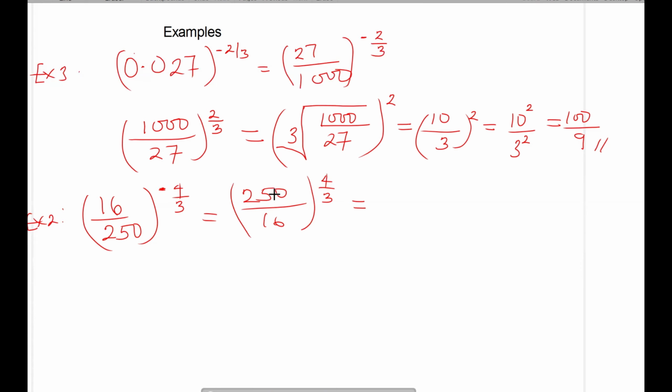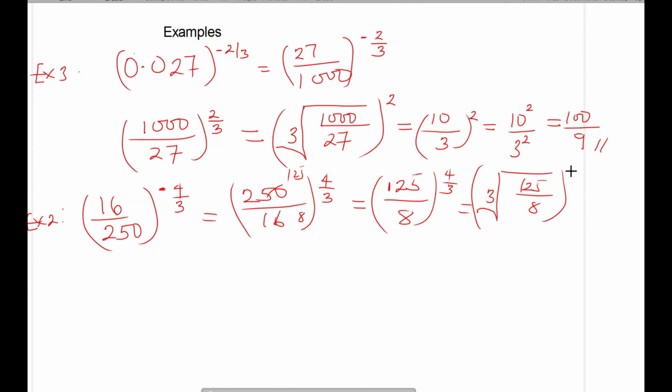I think 2 can go into both. 2 into 250, that's 125. So 2 goes here, we have 125. 2 goes here, we have 8. That's 125 over 8, raised to the power of 4 over 3. I think 125 can have a cube root. 8 can have a cube root. You can now apply the fractional index law, saying the cube root of this 125 over 8, all raised to the power of 4.